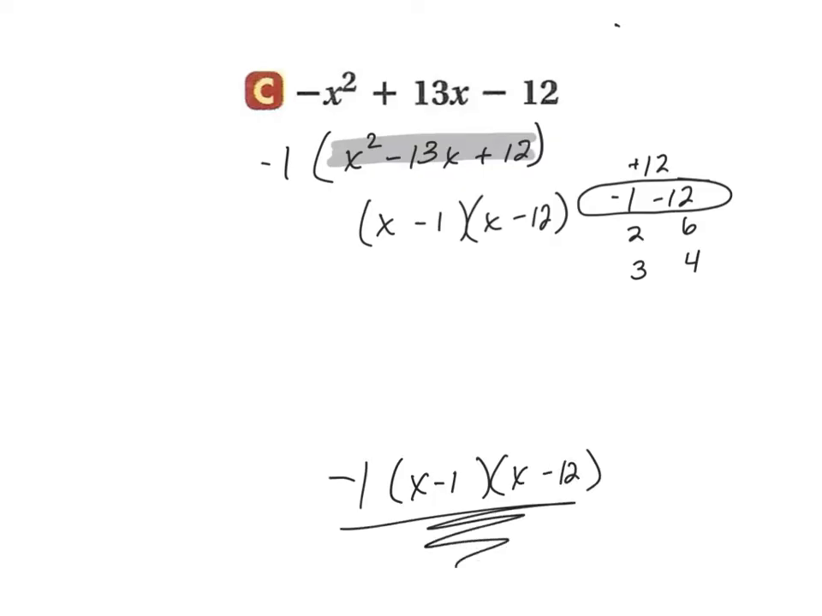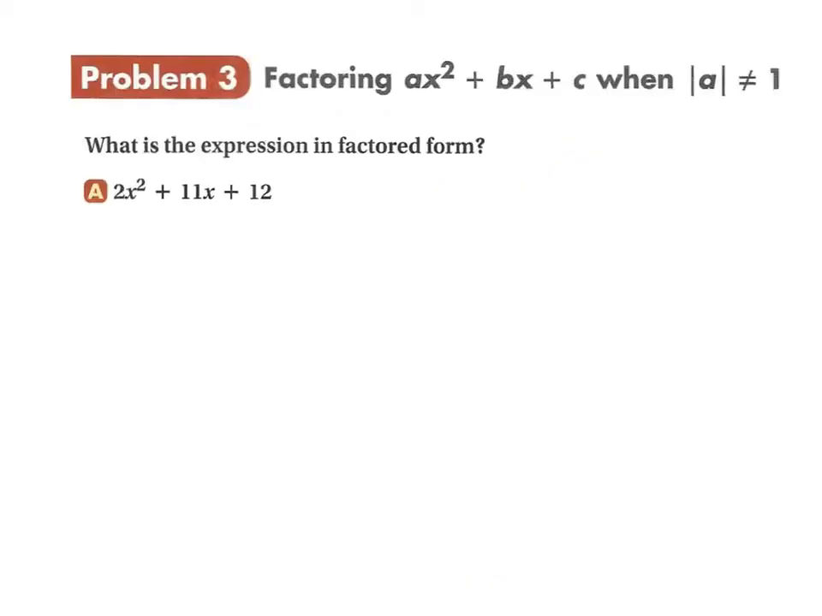And there we factored it. Here we have an example where the a is no longer a 1. That makes it a little bit more difficult, not much, but a little bit. And I'm going to show you a couple of different ways to do problems like this. The first way is called the AC method.